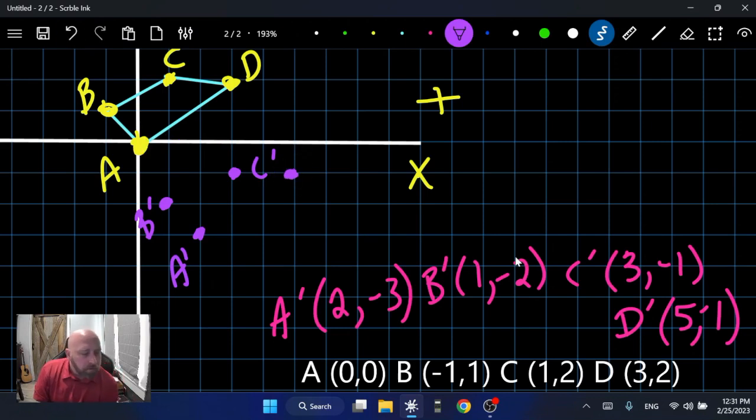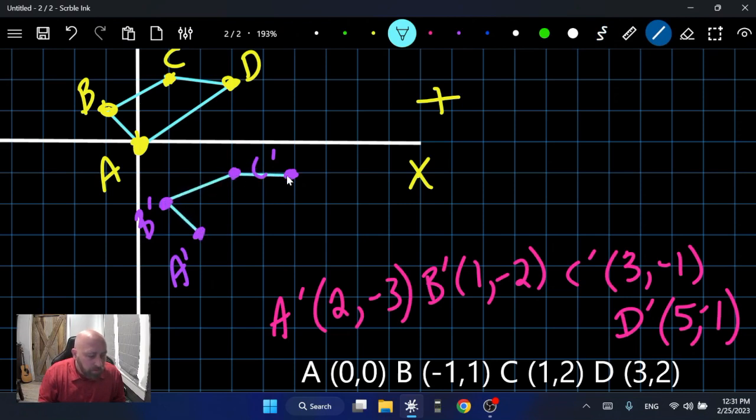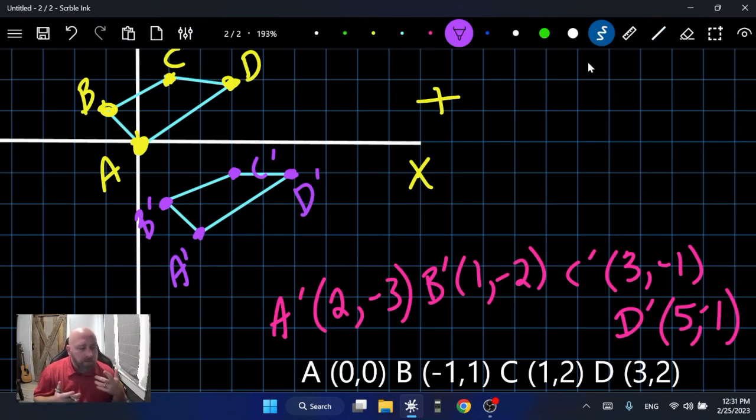All right, so there is our secondary shape, and we call that the image. So let me go ahead and connect this image here, and we'll just do the same thing we did. So A to B, B to C, C to D, and then D back to A. And let me label this D prime right here. So there it is. Basically, it's the same exact shape. We've just moved the shape a little bit down and a little bit over on the graph.